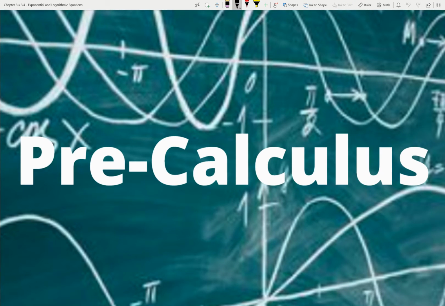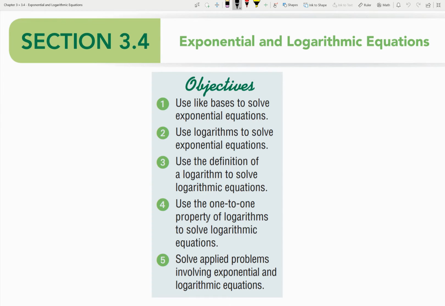Welcome to Online Precalculus. This is section 3.4, Exponential and Logarithmic Equations. Our objectives for this section are to use like bases to solve exponential equations, or to use logarithms to solve exponential equations. Then we'll use the definition of a logarithm to solve logarithmic equations, or we'll use the one-to-one property of logarithms to solve a logarithmic equation. Finally, we'll solve applied problems that involve either an exponential or logarithmic equation.